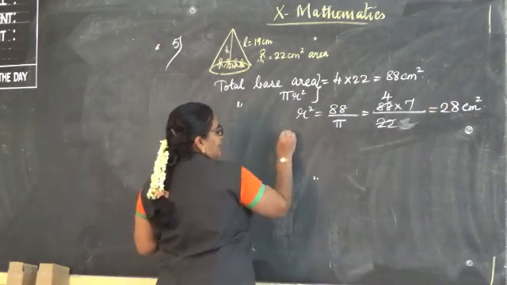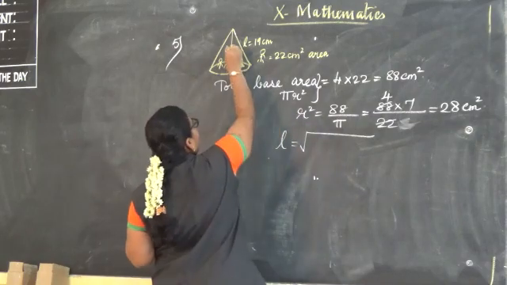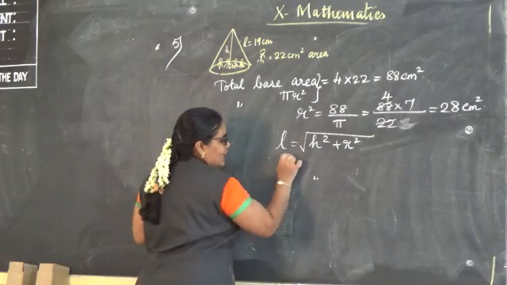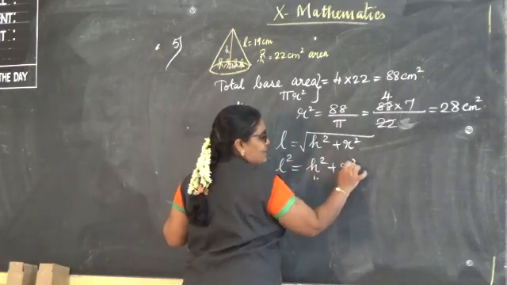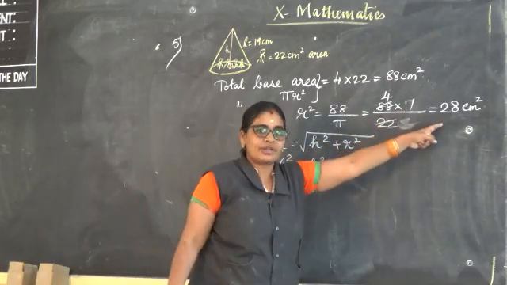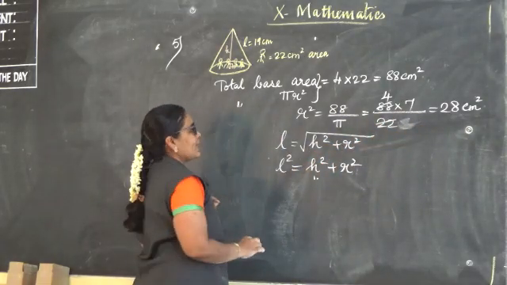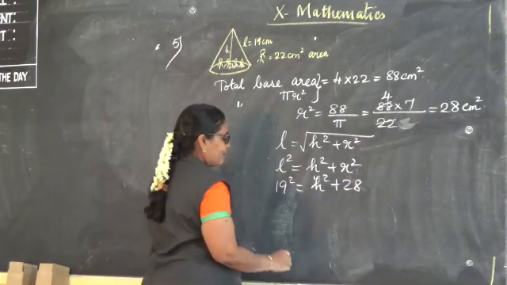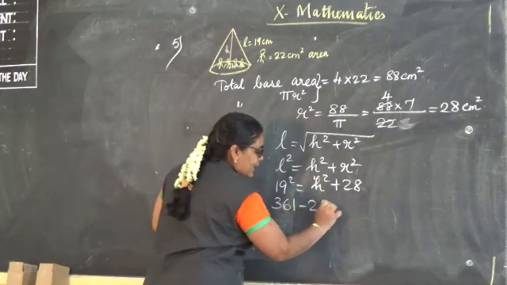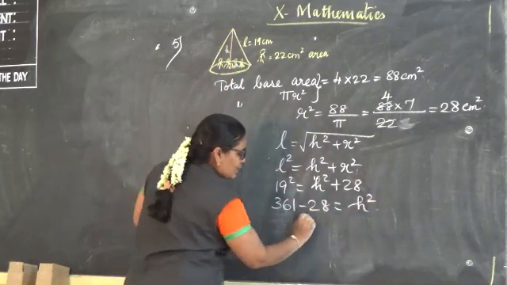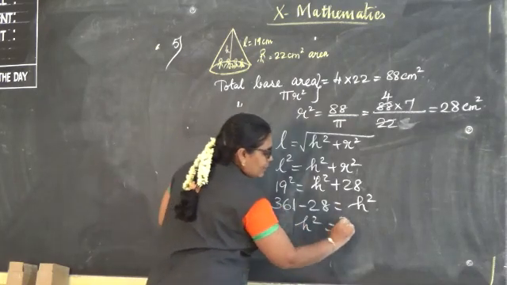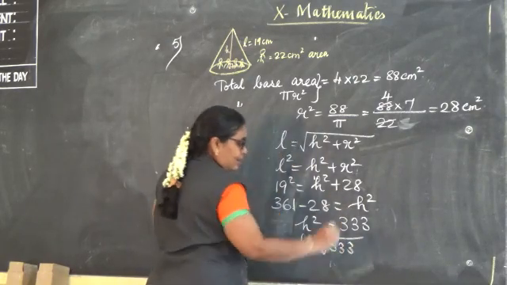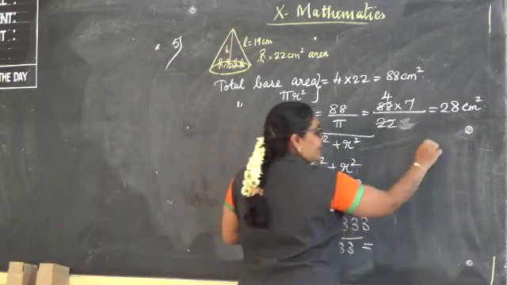Now we need L, so we have to find what H is. Squaring both the sides, L square is equal to H square plus r square. Since we don't know r directly, because it will be in the form of a square root, we are taking it like this directly. So 19 square is equal to H square plus 28. 19 square, 361 minus 28 is equal to H square. So H square will be, after calculation, 333, and H is equal to square root of 333, and we are going to find the value for this one.